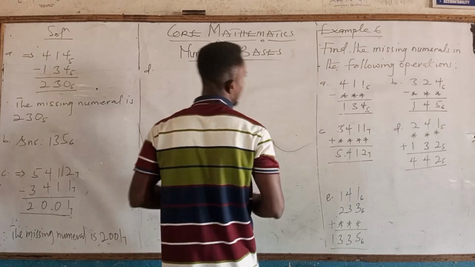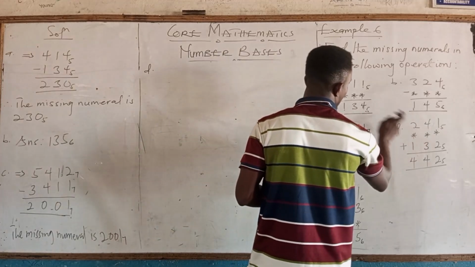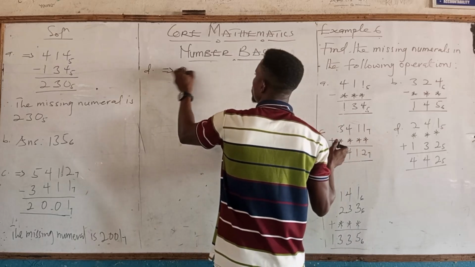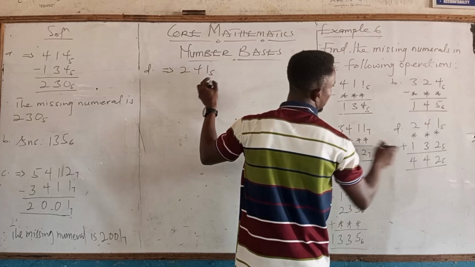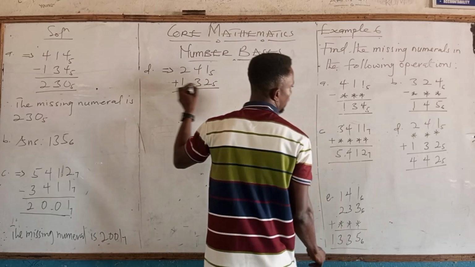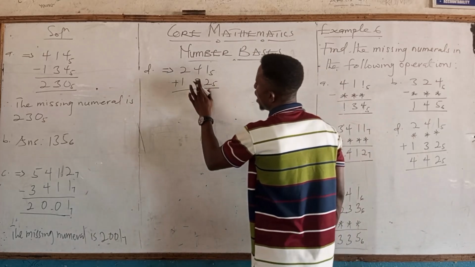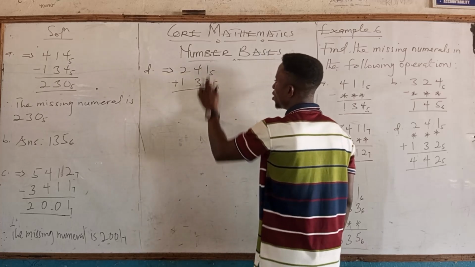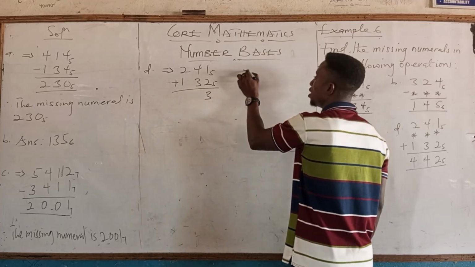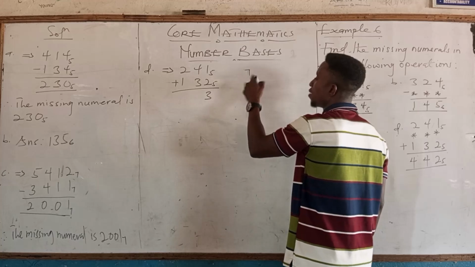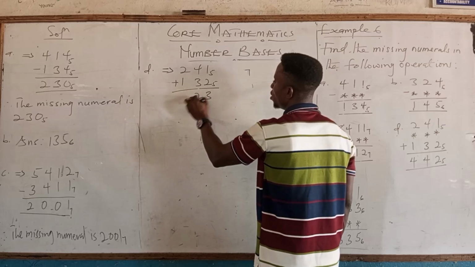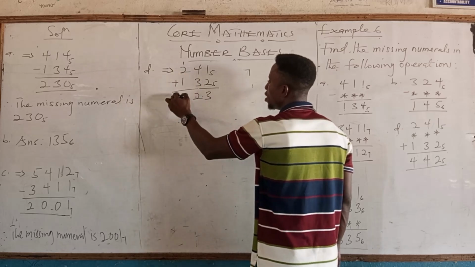So what do we do here? First of all, I'm going to add this to that. So I'll have 2, 4, 1 base 5 plus 1, 3, 2 base 5. I'm adding them. If I add them, I get here 3, I get here 7. We are in base 5. So 7, how many groups of 5? That is 1, remainder 2. So I'll have my 2, then the 1 will come here.